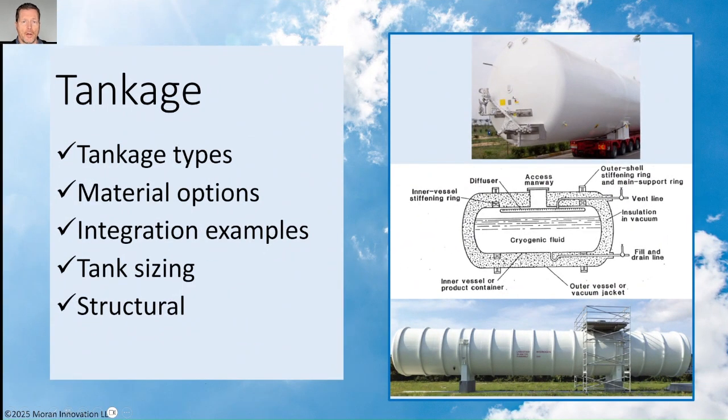In the tankage area, we'll talk about different types of tanks, what the material options are there, and what has been used for many decades and is proven to be suitable for liquid hydrogen service. And then we'll talk about some integration examples. How do you integrate these tanks, either into a vehicle or on a ground system of some type or some other application? And all this material, by the way, is applicable to any stationary or mobile system that's going to be using or is using liquid hydrogen.